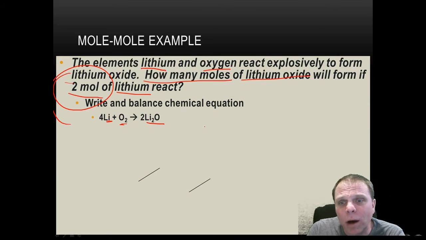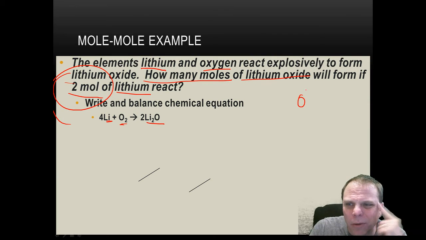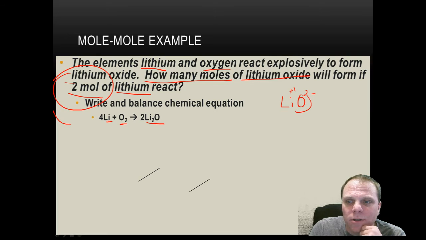How do you know it's Li2O? Remember that, some of this is review, right? Oxygen has a 2 negative charge. Lithium has a 1 positive charge. And so we would be crisscrossing those, right? And so that's why that 2 comes down there, and we end up with the Li2O.